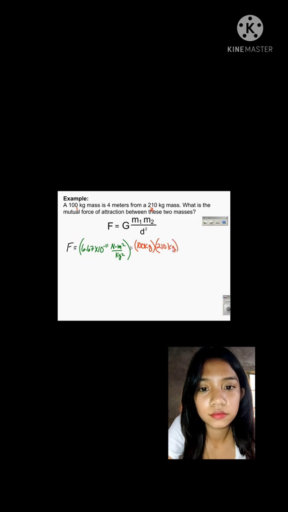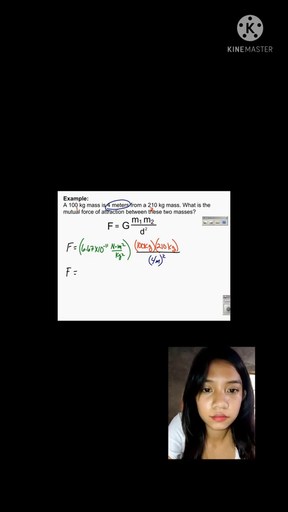And we're going to divide that by the distance squared, and let's do that in blue. And that is 4 meters. So 4 meters, and we have to square that. So let's simplify that. F equals 6.67 times 10 to the negative 11. That's newtons times meters squared.